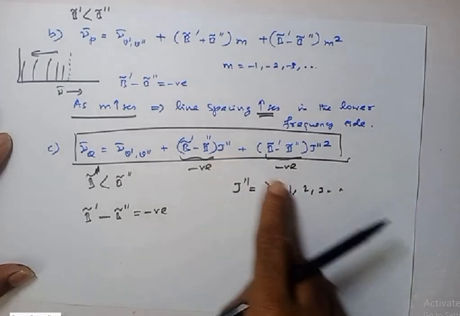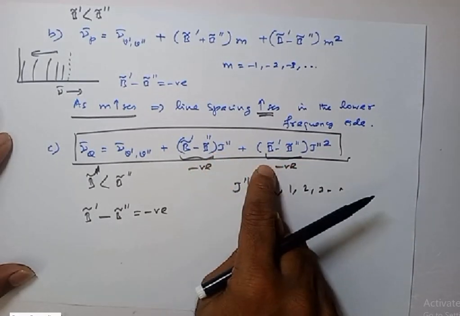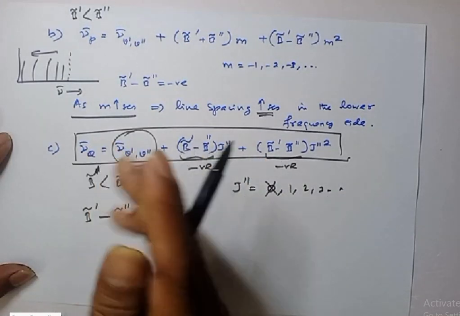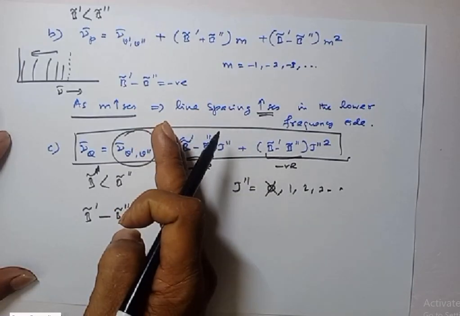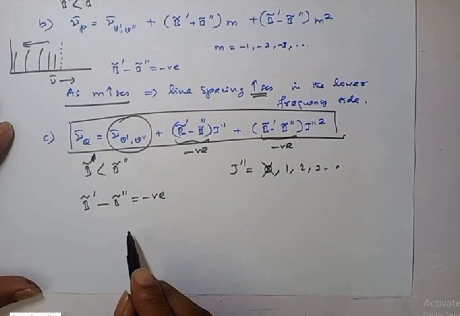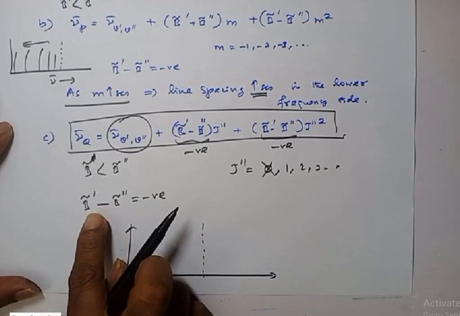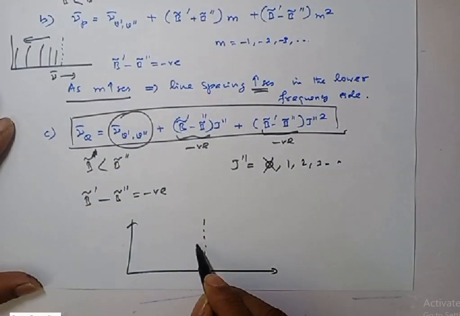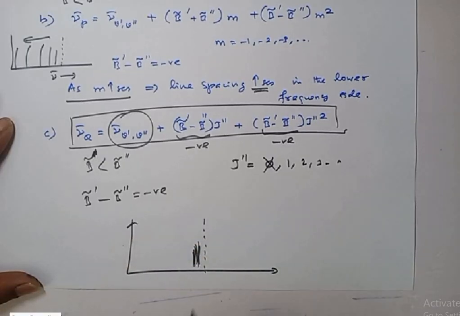So if you put J double prime 1, 2, 3, listen, since these two are negative, and this is band origin, Q branch lines will appear in the lower frequency side of band origin. If the molecule has B prime less than B double prime, then Q branch lines will appear in the lower frequency side of band origin. This is called Q branch.